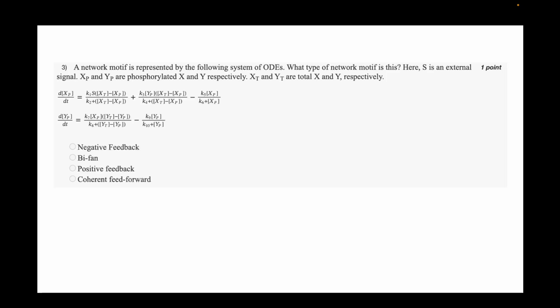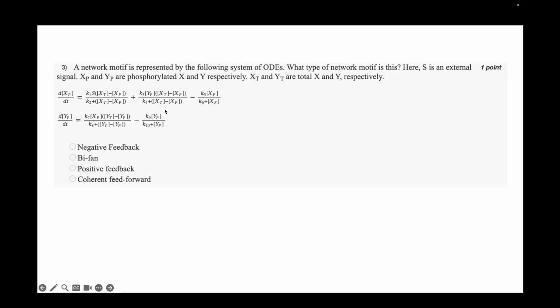Can you do this? Yeah. So in the first ODE, this is a network motif that has been presented, and S is an external signal, XP and YP are phosphorylated X and Y, and the totals are given by XT and YT, right?